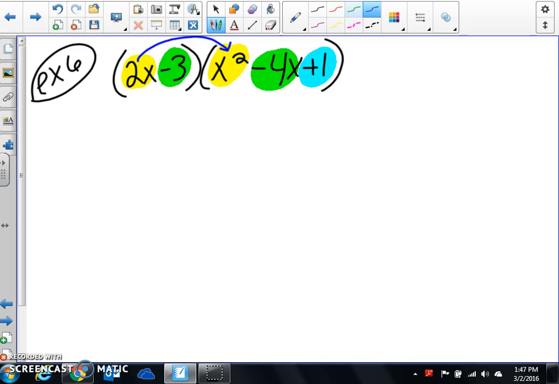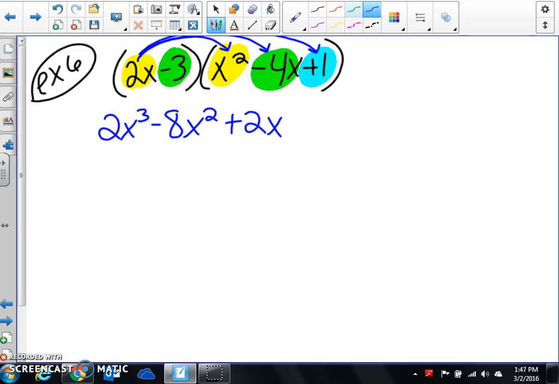So 2x times x squared, so 2 times 1 is 2, x times x squared is x to the third. 2 times negative 4 is negative 8. X times x is x squared. 2 times 1 is positive 2, and then I have my x.